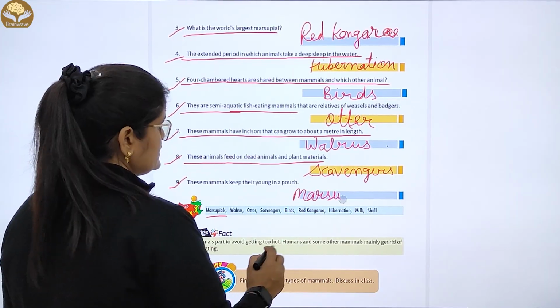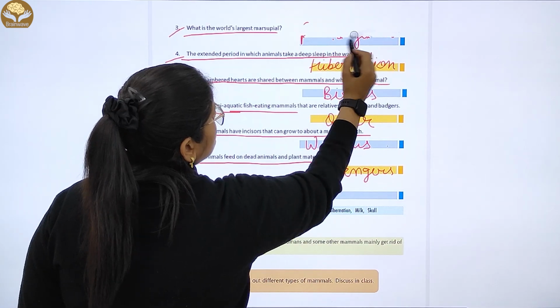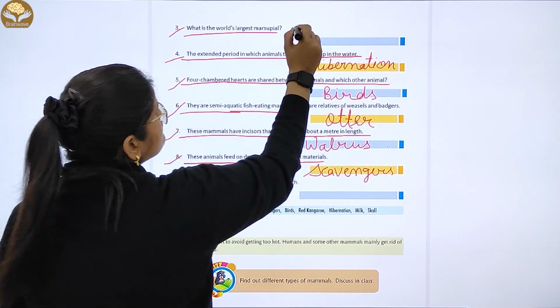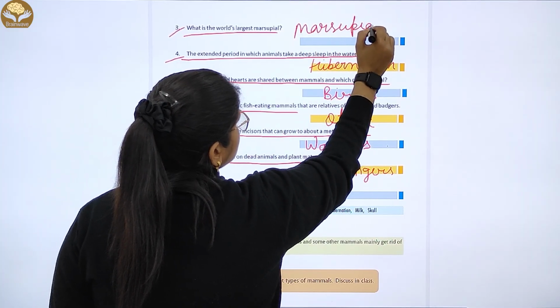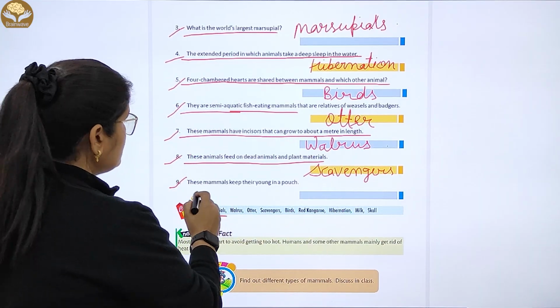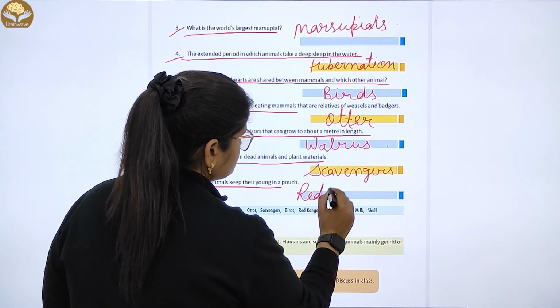No, this one is marsupial is here. These mammals keep their young in pouch. जो अपने बच्चे को अपने pouch में रखता है. This is red kangaroo.